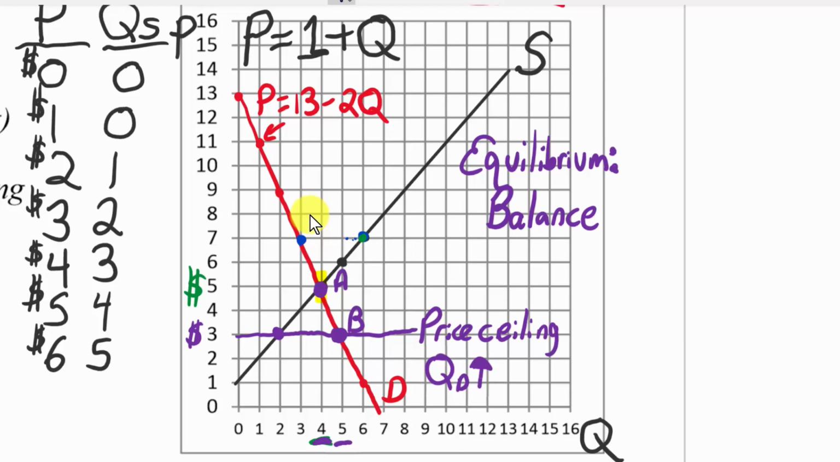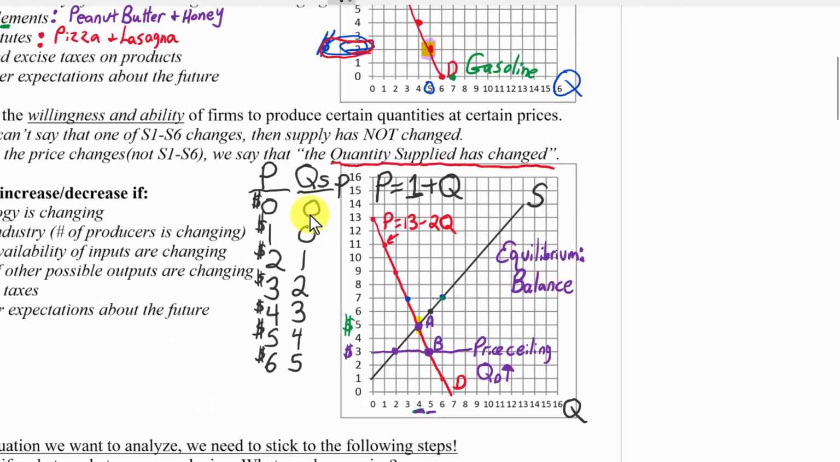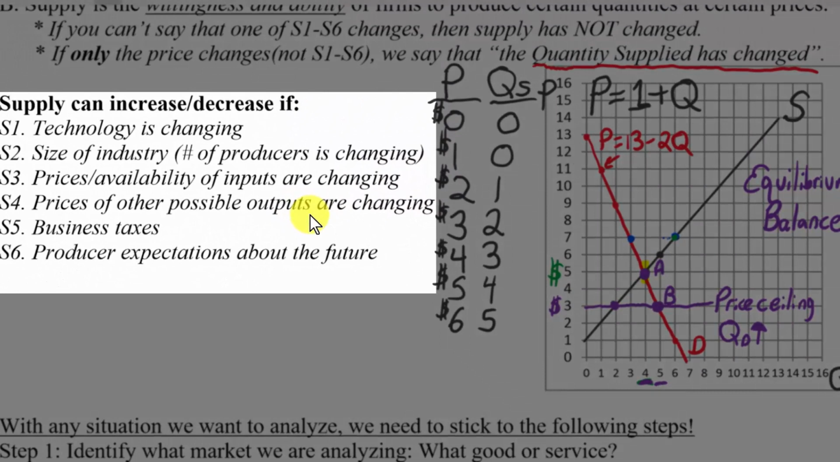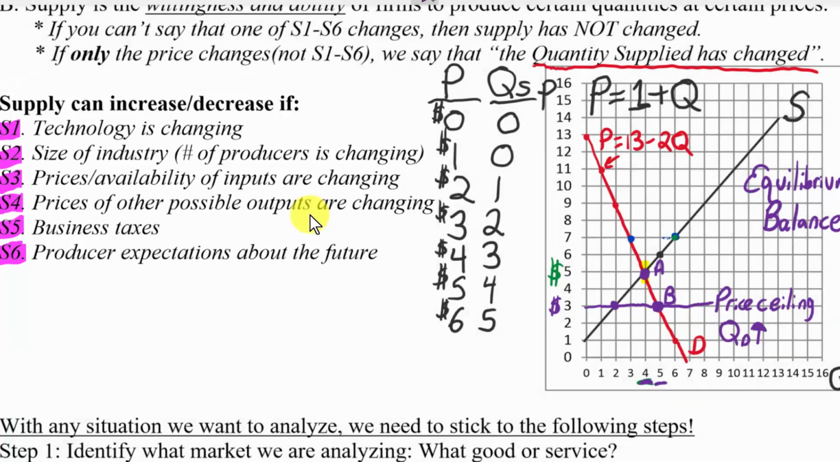The answer? Nothing. Why? Well, because nothing is changing about these 6 things we talked about that can change supply. Technology didn't change, the number of producers, the availability of inputs or the price of inputs did not change, like your labor, your land, your capital, your entrepreneurship. The prices of other things you could sell didn't change. Taxes didn't change. Your expectations about the future didn't change. Today, the government said the price is going down.